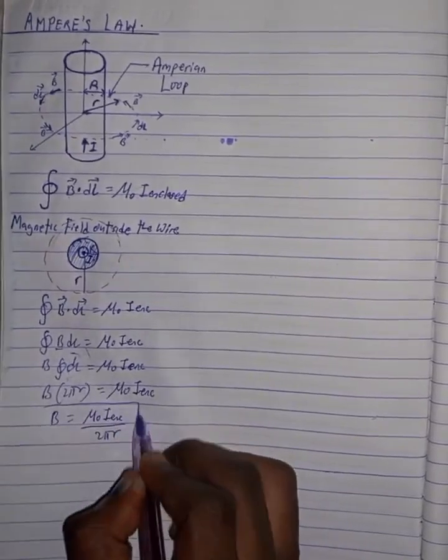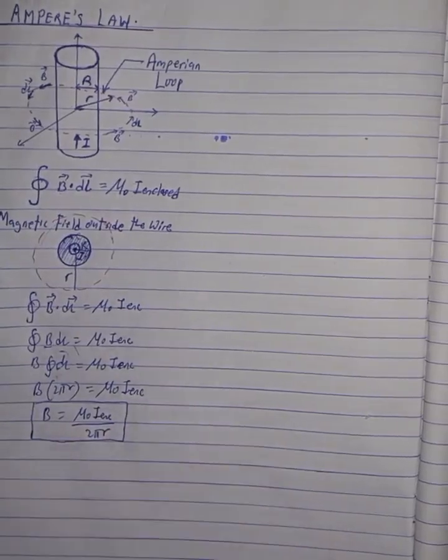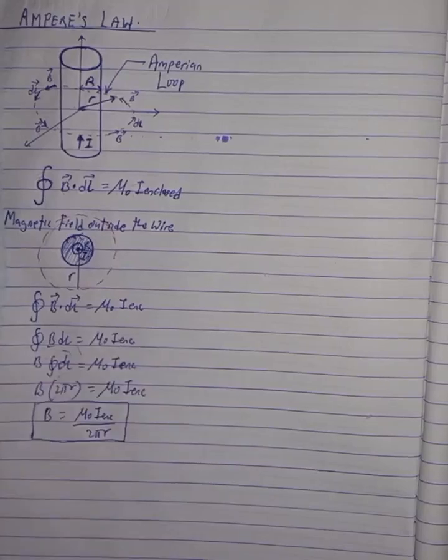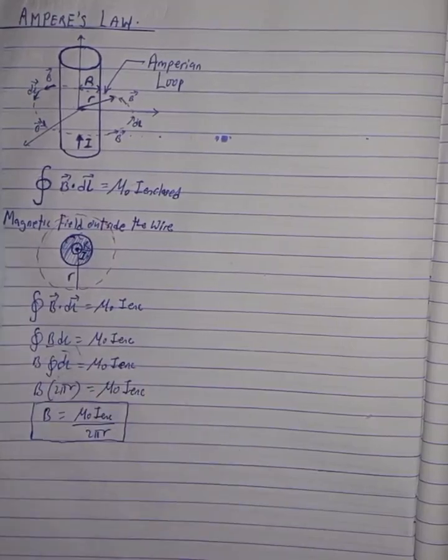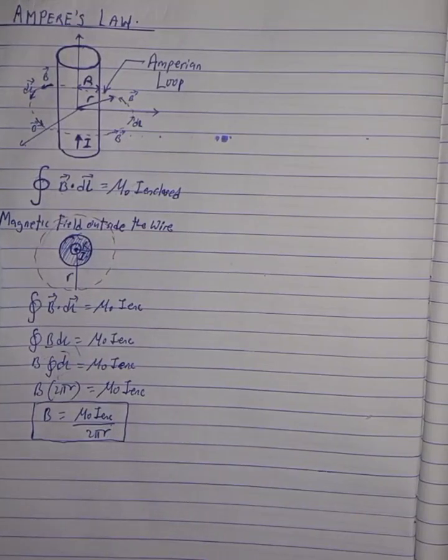And this is the formula to find the magnetic field outside a wire using Ampere's law. And remember that for Ampere's law, we always consider a loop. It must be a closed loop. So it means that this magnetic field depends on the amount of current entering that loop. Okay, so that's that for that.